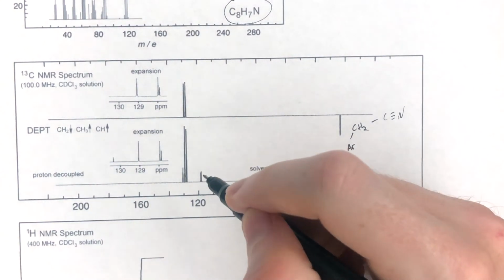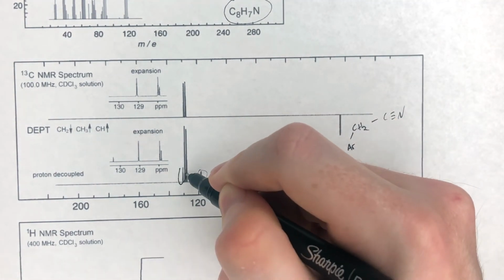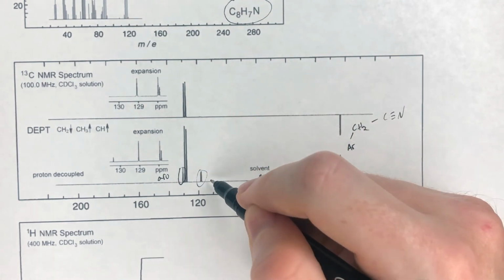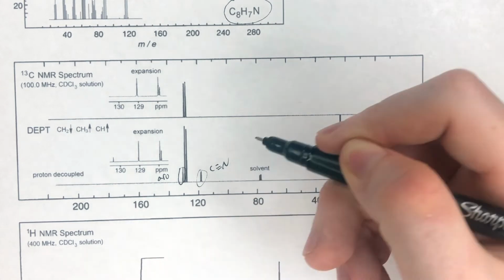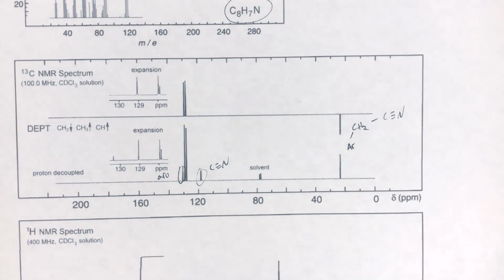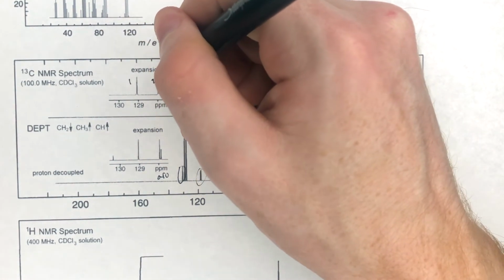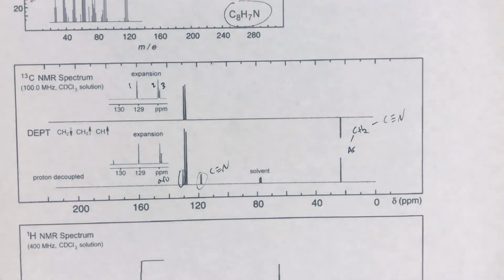Next, we have 2 quaternary carbons. This quaternary is the benzene, and this quaternary is the nitrile. Nitriles are slightly more upfield than benzene carbons. And then we see 3 additional aromatic carbons that we have little information about at this point, but they're a part of the ring in some fashion.